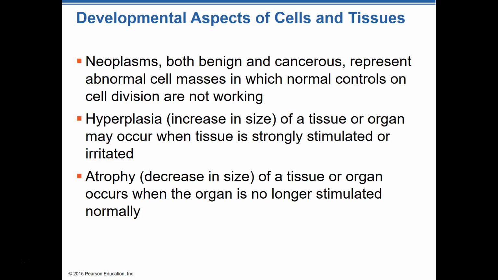Hyperplasia is an example of what happens to tissue when we expose it, strongly stimulate it, or irritate it. It begins to grow, to increase in size. Atrophy is just the opposite of that. So with hyperplasia, if you go to the gym and work your muscles, eventually the muscles will get bigger. That is an example of hyperplasia.